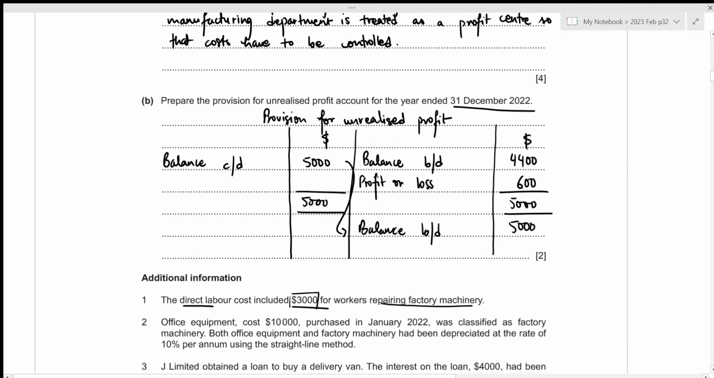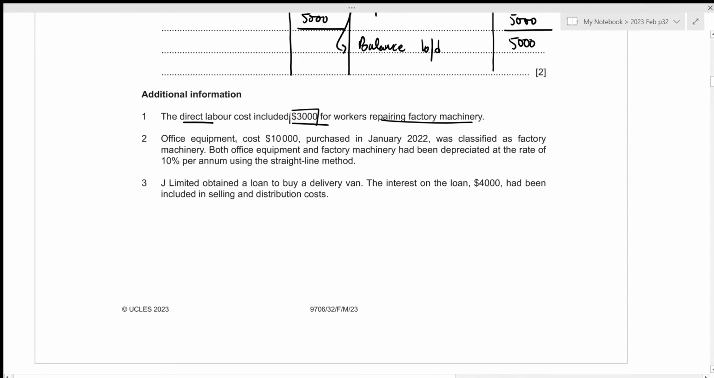All right. Then for the second information, office equipment cost 10,000 purchased in January 2022 was classified as factory machinery. Both office equipment and factory machinery had been depreciated at the rate of 10% per annum using the straight line method. So let's figure out the depreciation on office machinery in this case. So we have the cost of 10,000, and since this is a straight line method, we can just multiply the rate to this cost, and we have the rate of 10%, which means that the depreciation is going to be 1,000.